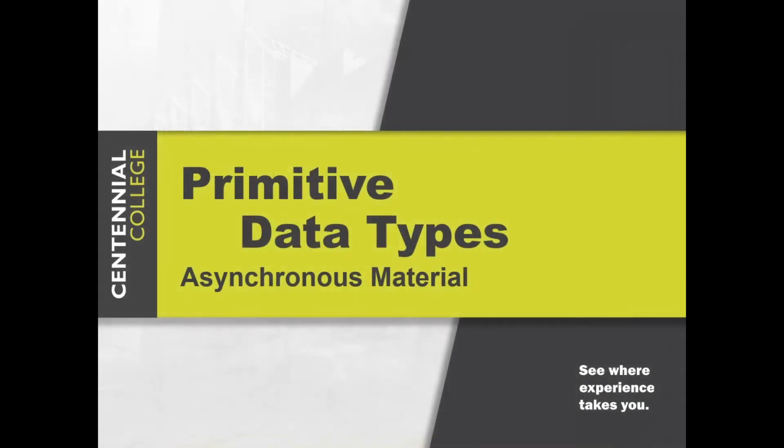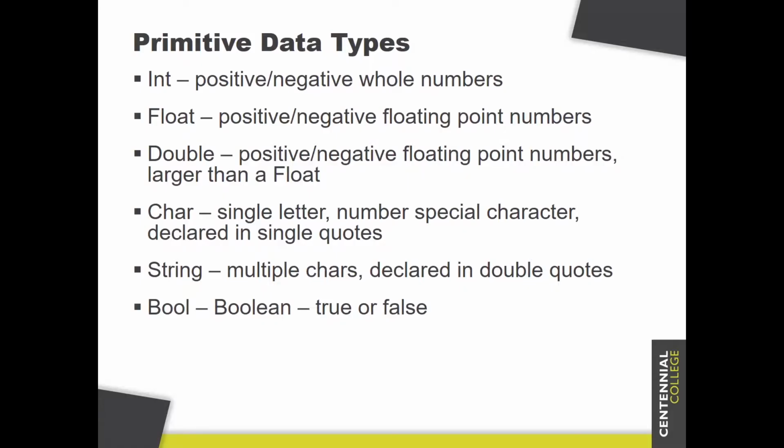Okay, so let's get started with primitive data types. There are several primitive data types in Unity. A primitive data type takes one of several forms: integers, floats, doubles, characters, strings, and bools. There's more on the next page, so we'll get to those in a second.